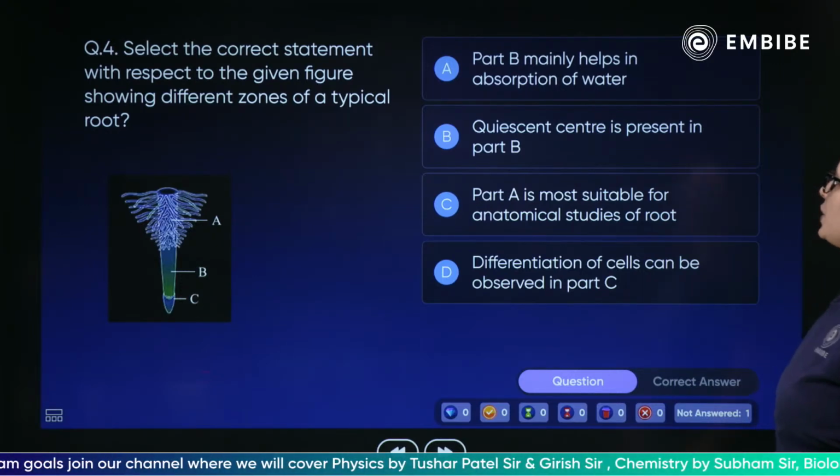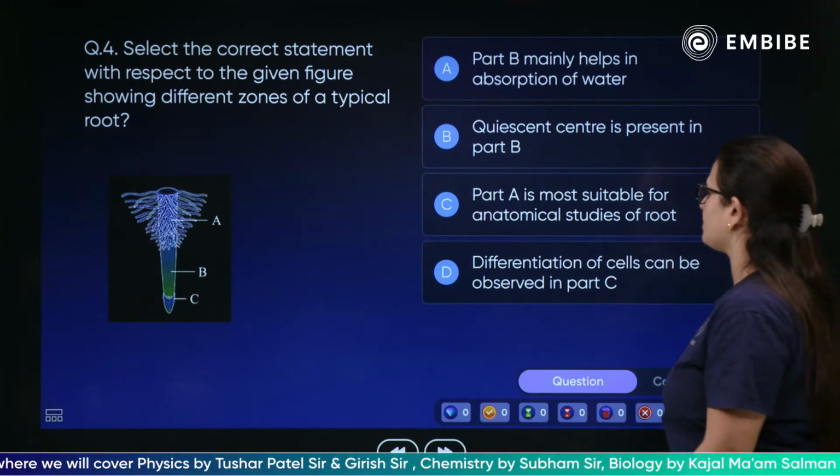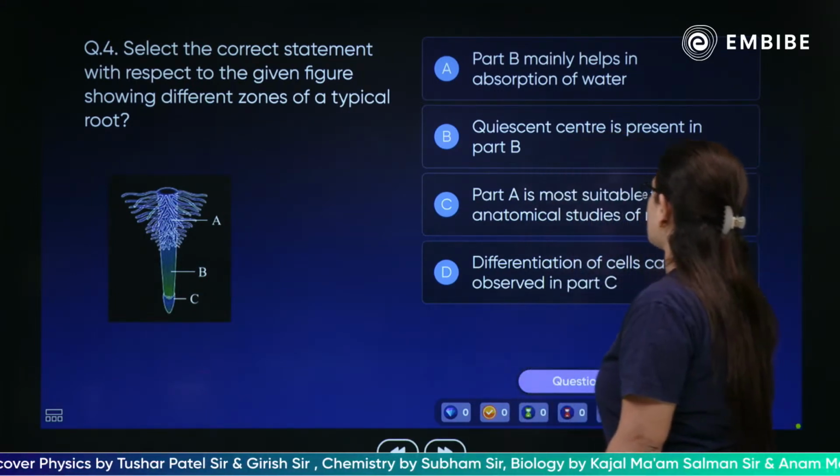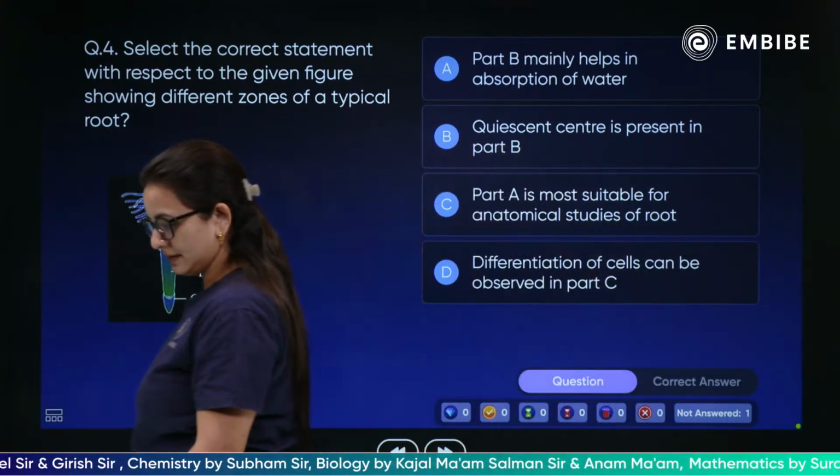Part B mainly helps with the absorption of water. Question: the center represented in plant B. Plant A is most suitable for the anatomical studies for root. Differentiation of cells can be observed in the part C. Yes.